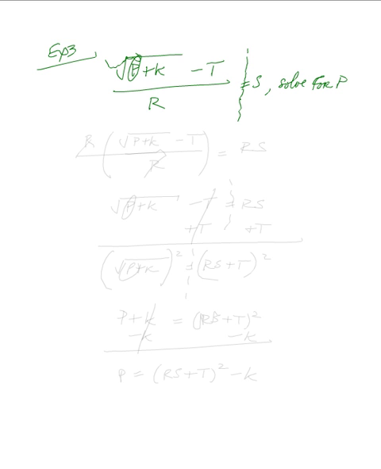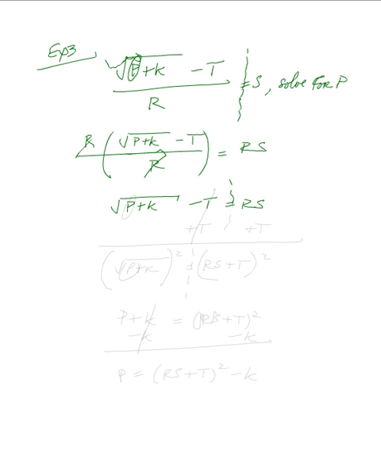Now, what's the thing furthest away? Well, what did I do to p? First thing I did is add k, then I took a square root, then I subtracted t, and then I divided by r. So it looks like the last thing I did was divide by r. So the first thing I'm going to have to undo is the division by r. How do we undo division? Multiplication. So we're going to multiply both sides by r. There we go. So this r cancels that r. And now we're left with square root of p plus k minus t equals rs.